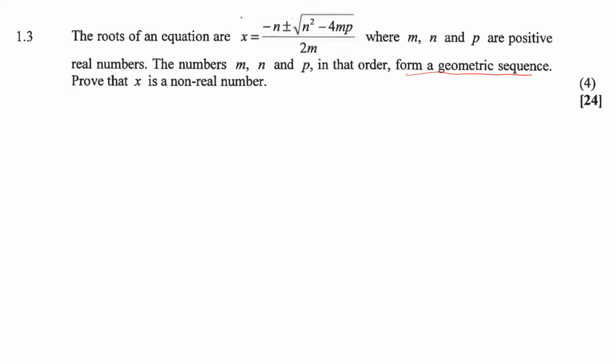Okay, they want you to basically prove that this x here, which is equal to all these things expressed in terms of m, n, and p, is actually a non-real number. How can we prove that x is a non-real number? Okay, that's the question.